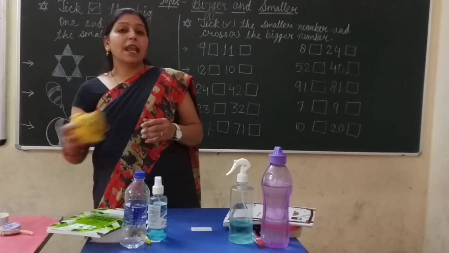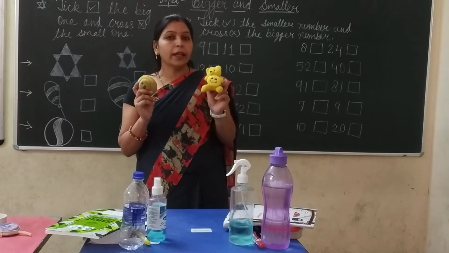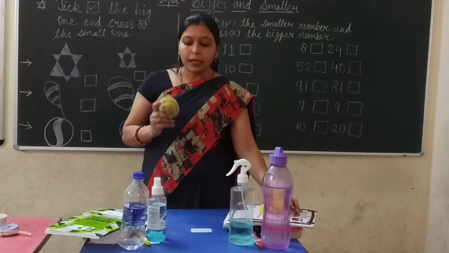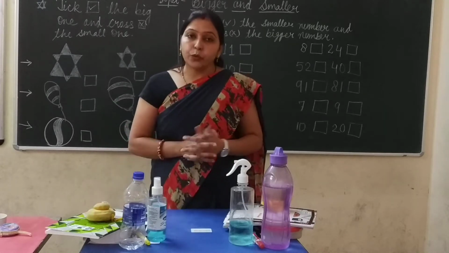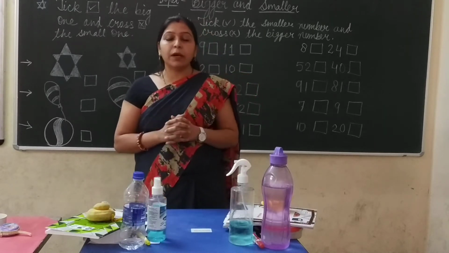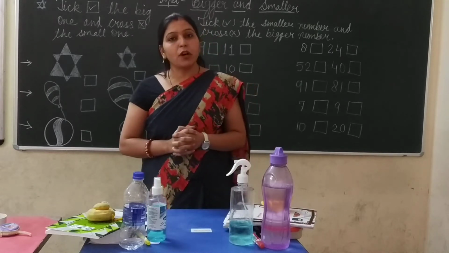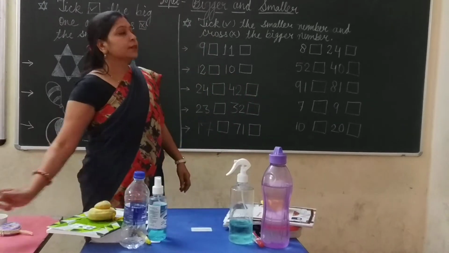Now, it is the last. Yes, which one is the big toy? This one. So keep it here. And this is a small toy. So we will keep it here. Students, I hope it is clear to everyone, the concept of big and small with the pictures of these objects. Now, let's start our class.